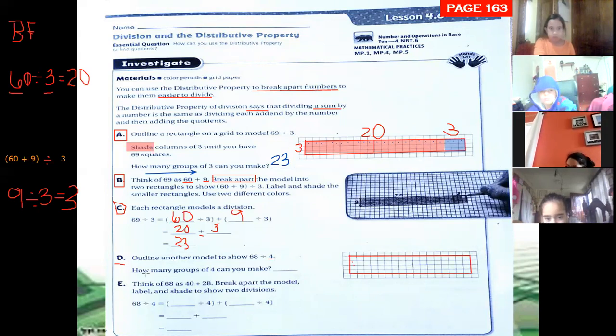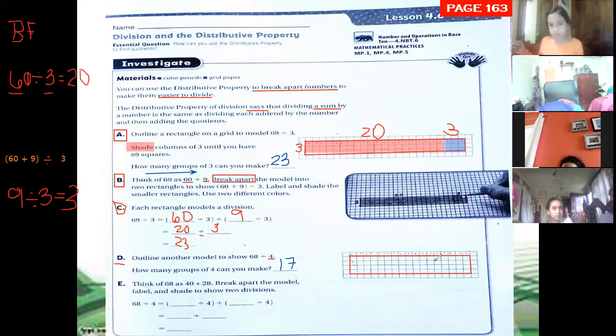Now, how many groups of 4 can you make? Okay, let's count how many groups of 4. This is a group of 4. 1, 2, 3, 4. So let's count 2, 3, 4, 5, 6, 7, 8, 9, 10, 11, 12, 13, 14, 15, 16, 17. So that's our first number here. How many groups of 4 can you make? 17. There are 17 groups of 4 in this rectangle.